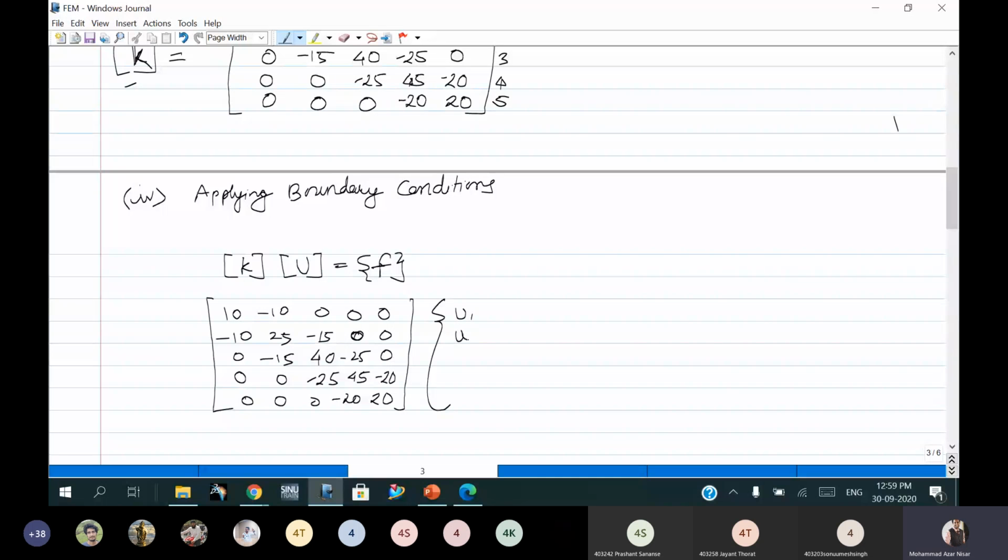U1, U2, U1, U3, U5. How many nodes are there? 5 nodes. So the displacements might be 5 at the 5 nodes. Okay, and then you have to write F1, F2, F3, F4, and F5.